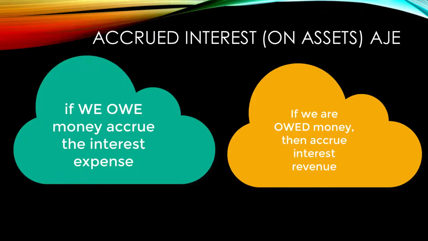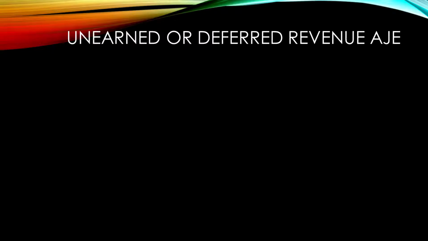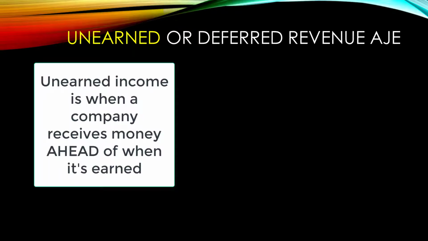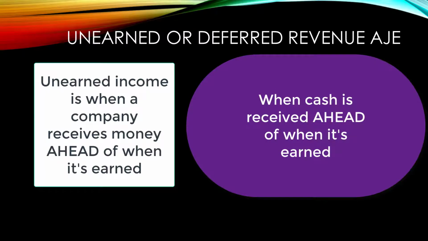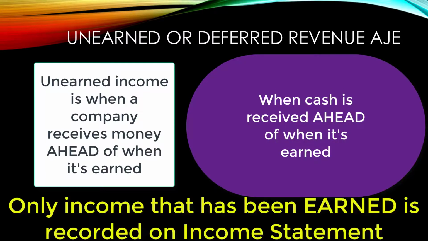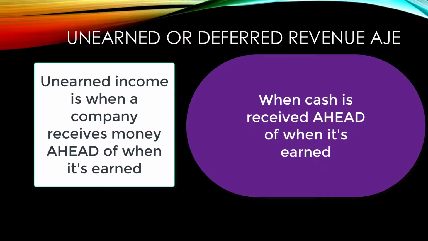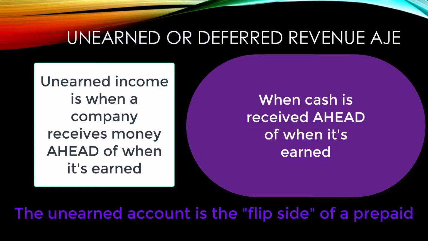The last adjustment that your author touches is for unearned income, or another name for it is deferred revenue. Unearned income or deferred revenue exists when cash is received before the income is earned. Under the accrual basis of accounting, only income that has been earned appears on the income statement. What the author doesn't do too good of a job explaining is that the unearned revenue account is the flip side of a prepaid.